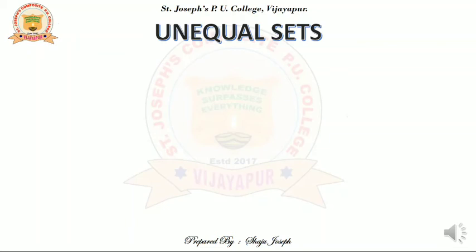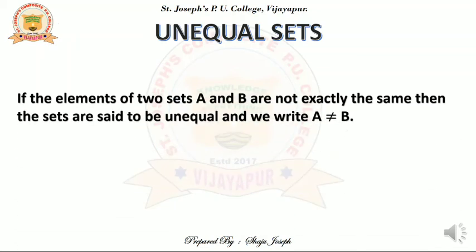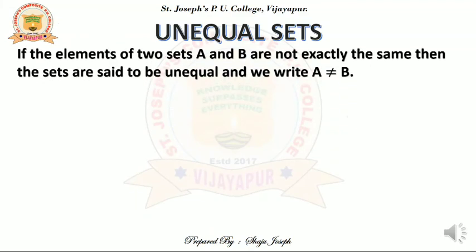Unequal sets. The next example is unequal sets. What are these? They are the contrary or the opposite idea of equal sets. If the elements of A and B are not exactly the same, then the sets are said to be unequal. We write them as A not equal to B. So what do you mean by that? Either A or B should contain one element extra or one element lesser. Sometimes both may have the same number of elements, but if one element is different, then they both are unequal.